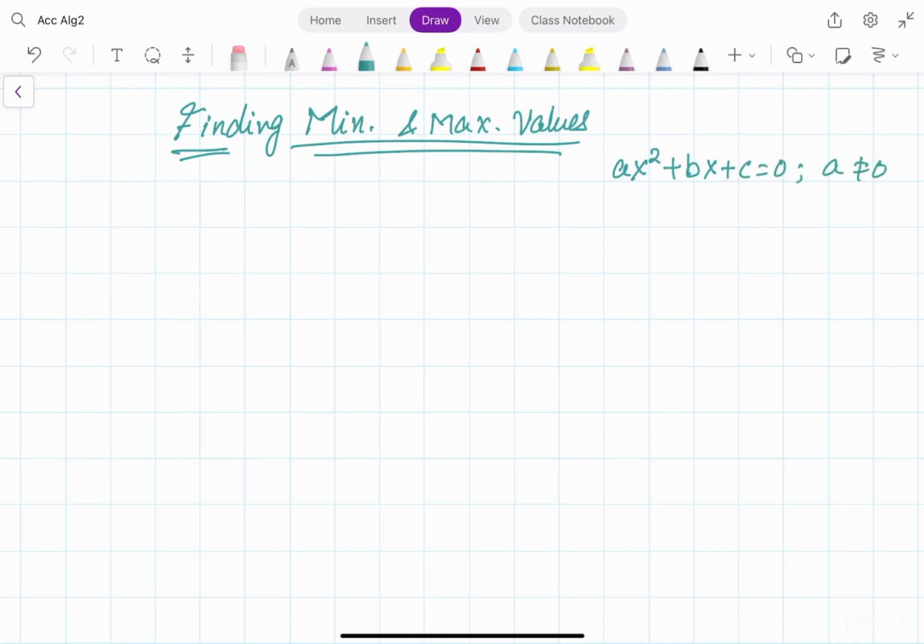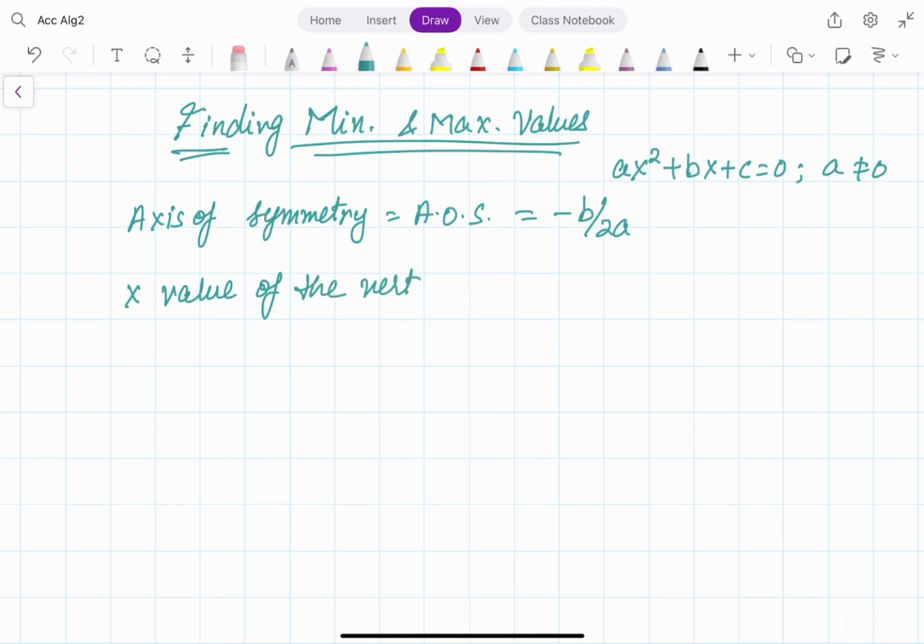So the basic function is ax squared plus bx plus c is equal to 0, provided a is not equal to 0. And I have told you previously in this unit that the axis of symmetry, also called AOS, we can calculate by negative b over 2a. Now this axis of symmetry will give you the x value of the vertex. And once I know the x value of the vertex, can I figure out the y value of the vertex, or the maximum or minimum? Yes, you just have to plug the value of x into the given equation, which is ax squared plus bx plus c, and you will get the y value.